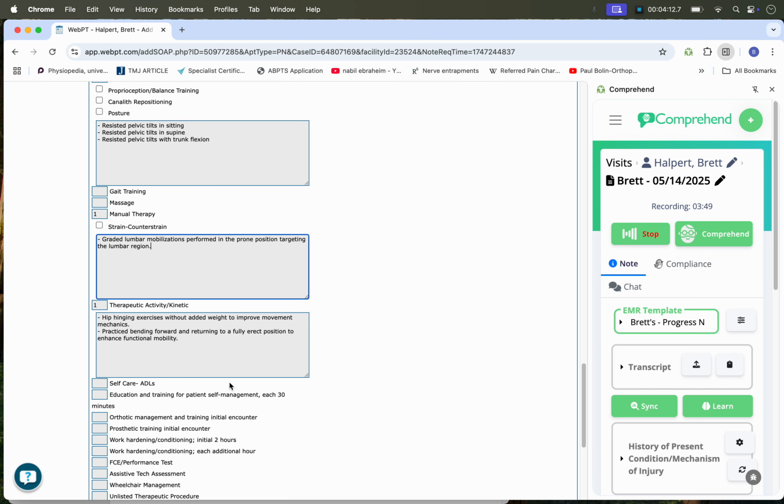Therapeutic activity, we did hip hinging working up to 35 pounds. We did loaded twisting to improve Brett's ability to rotate. We worked up to 30 pounds at the cable column. We worked on lifting floor to waist. We worked on abilities to lift Brett's child.